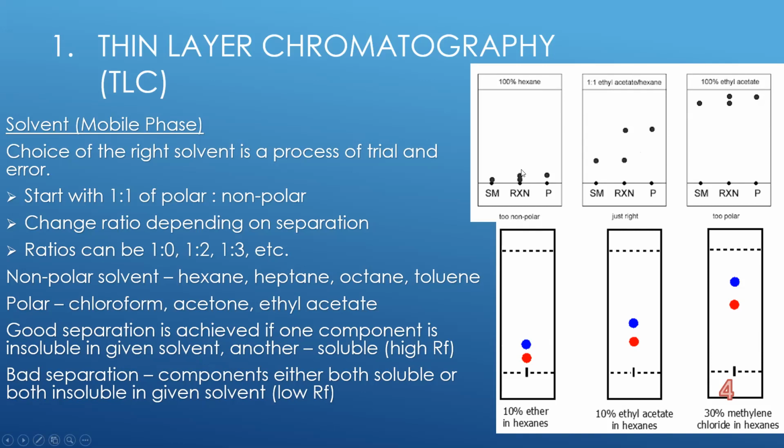So if dots are located too close to each other, this is bad. This means the chosen solvent is a bad solvent and not acceptable for such a process. So the best result is in the middle, for example, where we have one-to-one ethyl acetate and hexane, where we can see the more complete separation of different substances, which are the dots on this plate.